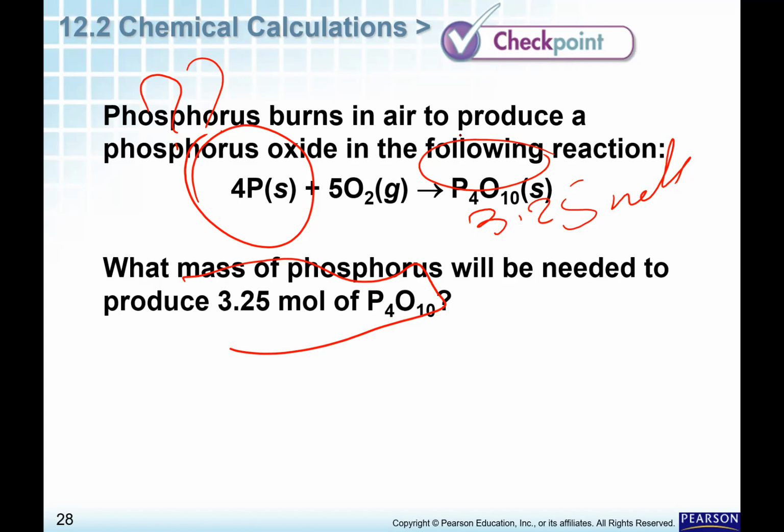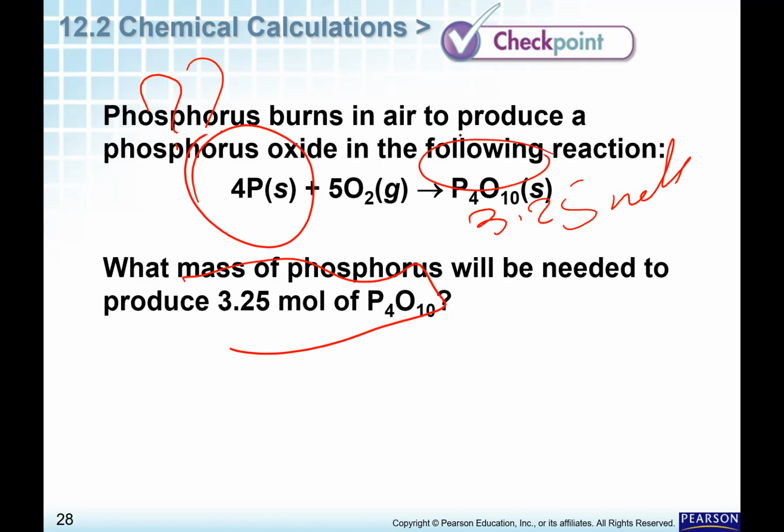Once more, first of all, you need to know what you have and what you need to get. What we have is the moles of the product, and what I need to know is the mass of the reactant. So this is basically a mole to mass calculation. First, I need to go from the moles of the product into the moles of the reactant. So I don't use molar mass in this case. I use the ratio.